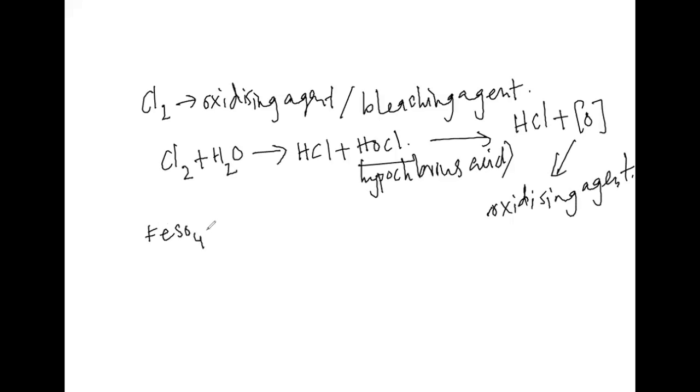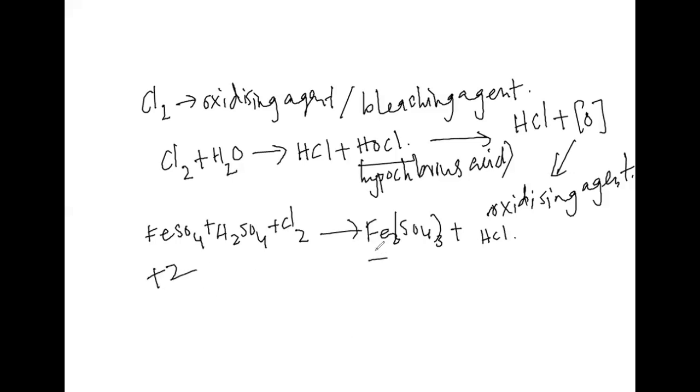That is FeSO4 plus H2SO4 plus Cl2 gives rise to Fe2(SO4)3 plus HCl. Here the oxidation state is +2, here it is +3. Chlorine is 0, here it is -1. The oxidizing agent undergoes reduction, that is, a decrease in oxidation number.